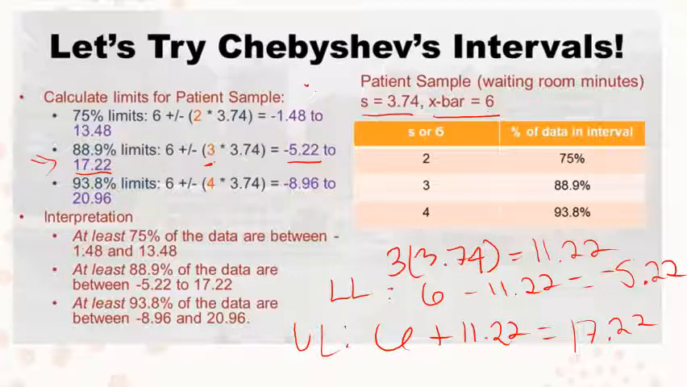There we go. Now what does that mean? Let's look over here at the interpretation. That means at least 88.9% of the data, remember, the waiting room minutes, are between negative 5.22 minutes and 17.22 minutes. Just in case you didn't catch that, let's do the last one, the third one.